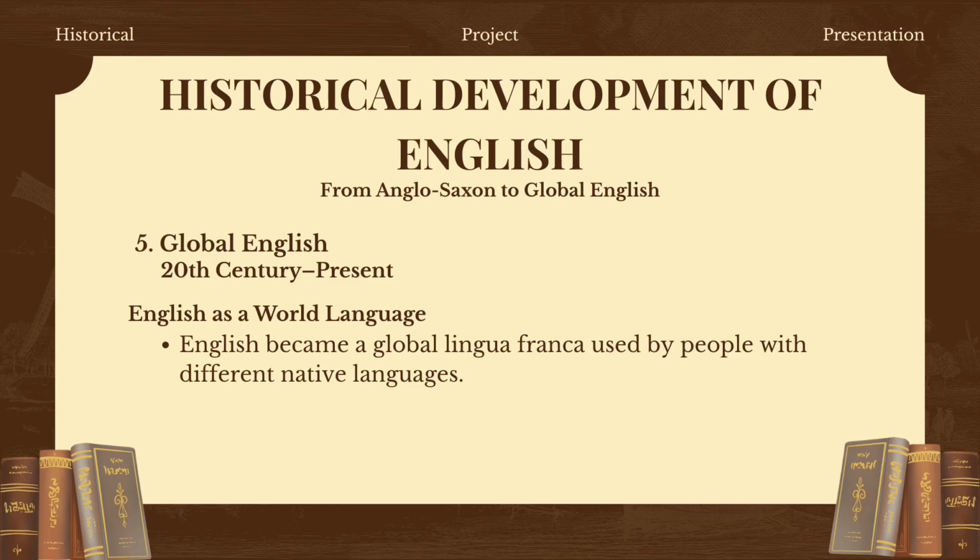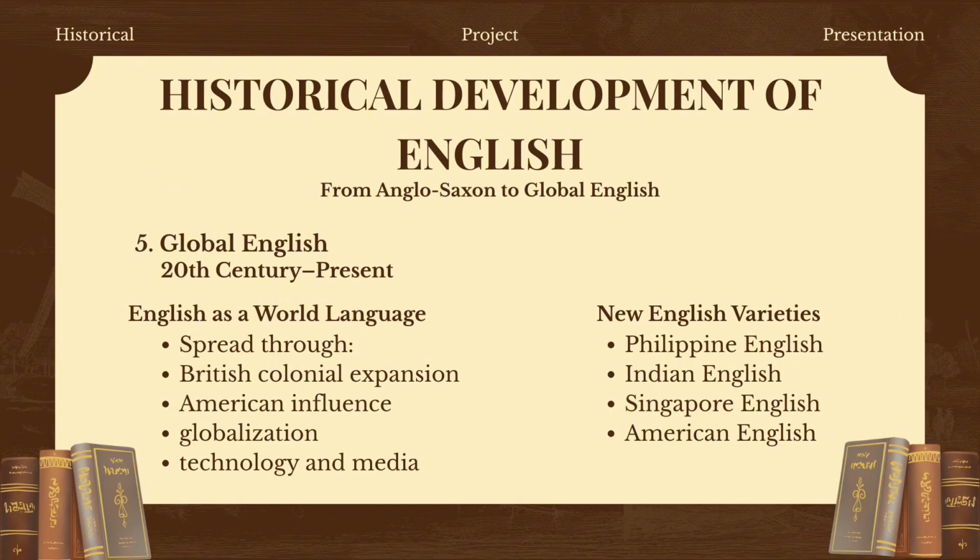Spread of English. The spread of English around the world happened because of several factors. First, yung British colonial expansion, which introduced English to many countries. Second naman is American influence, especially through media, entertainment, technology, and business. Lastly is globalization, which increased the need for a common international language.